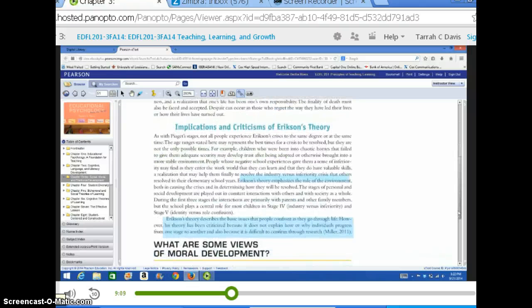And here are criticisms of Erikson's theory. Erikson's theory did emphasize the role of the environment. It's a lot of outside play. It's the way society deals with us. It's how we deal with society.